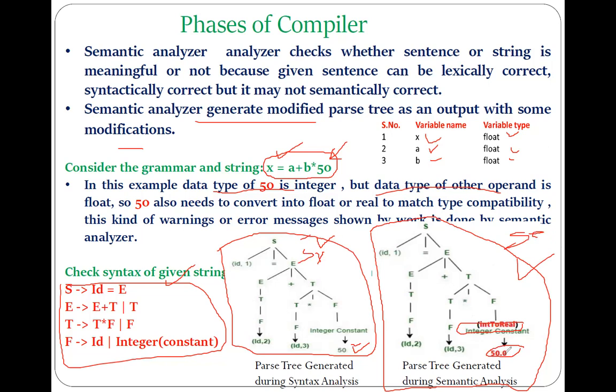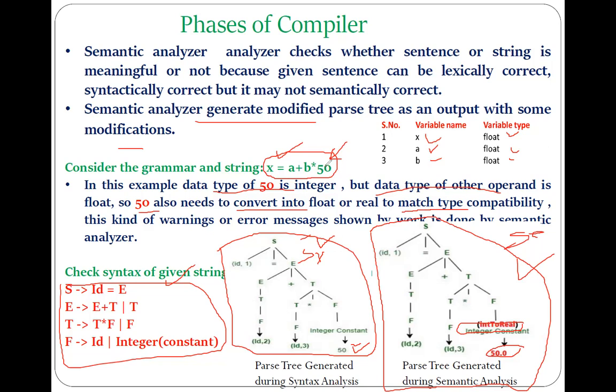So the only difference here is that the semantic analyzer does the type checking and determines that the type of x, a, b is float and the type of 50 is integer. So the semantic analyzer also gives you a warning, or it does automatic type casting. This 50 also needs to be converted to float or real to match the type compatibility.